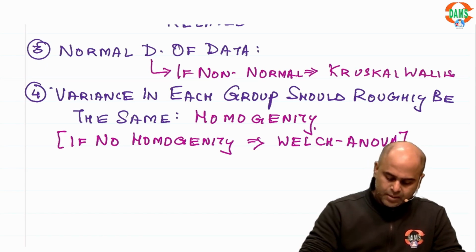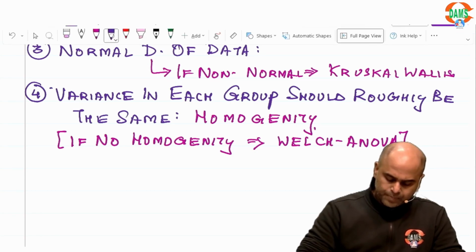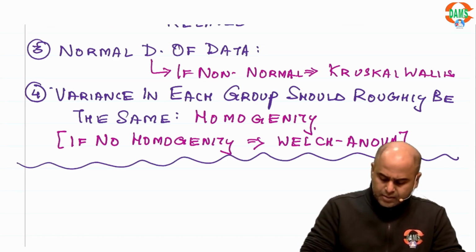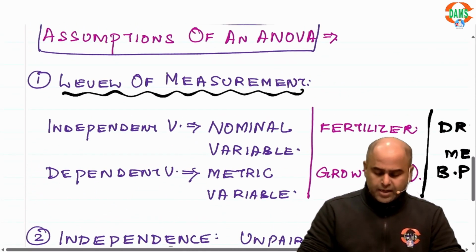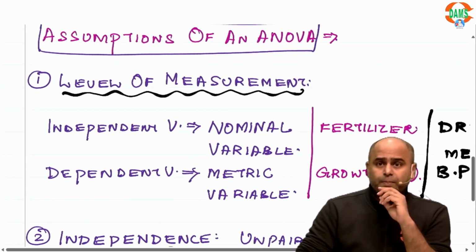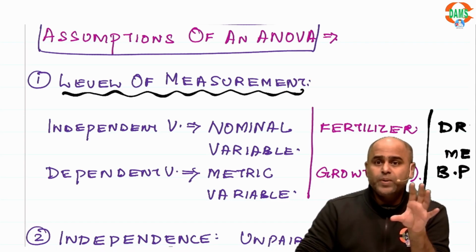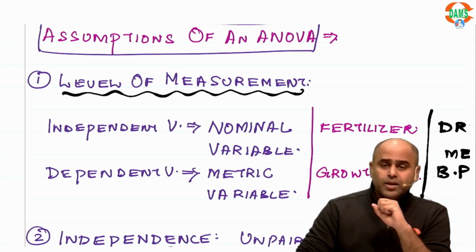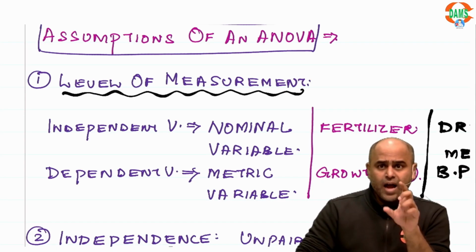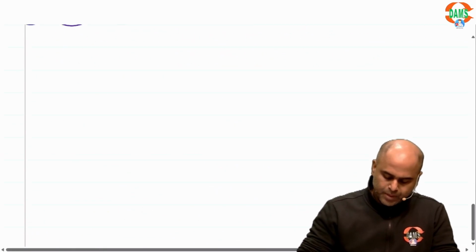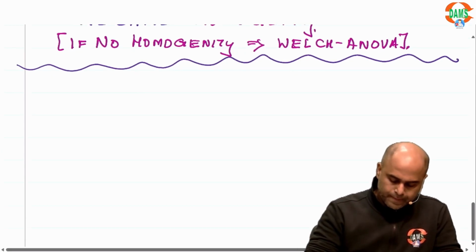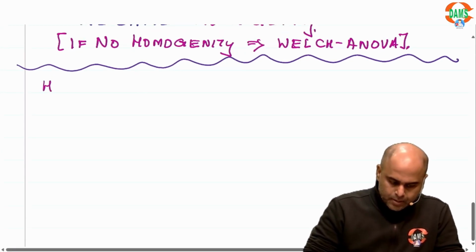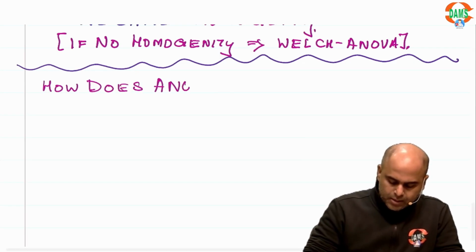So guys, you have seen I have given you the different assumptions, and if the assumptions are not met, I have told you what the other tests to be done are. Now let us see how this ANOVA actually works.